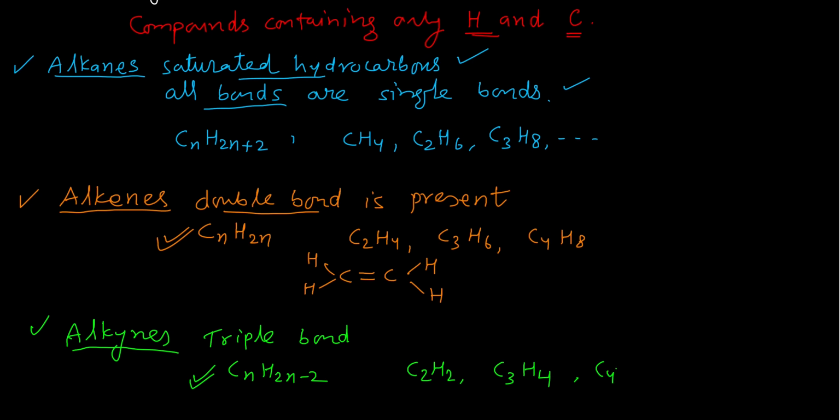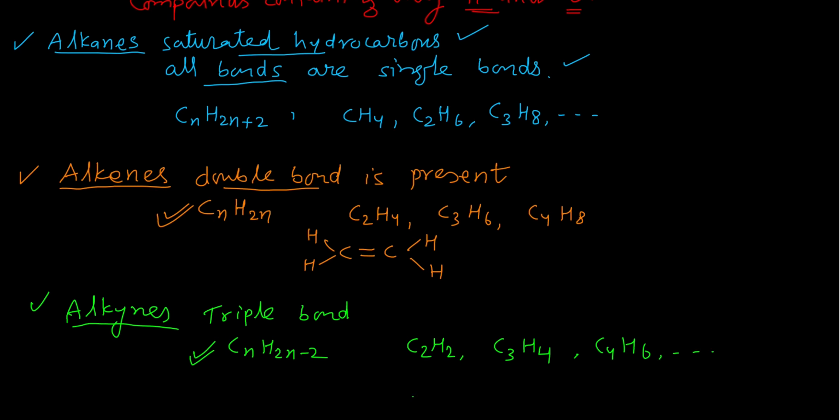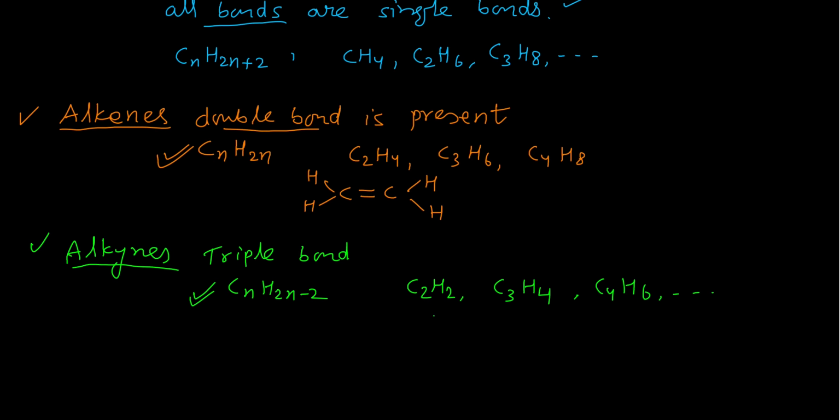For n equal to 4, you will get C4H6, since 4 times 2 is 8, minus 2 is 6. The first member here, C2H2, is ethyne, or acetylene is its common name. This is propyne, and this is butyne. If you want to draw the structural formula, C2H2 can be written as C triple bond C, with one hydrogen on each carbon. Okay, so this is the structure. Similarly, you can draw the structural formula for C3H4 and C4H6.